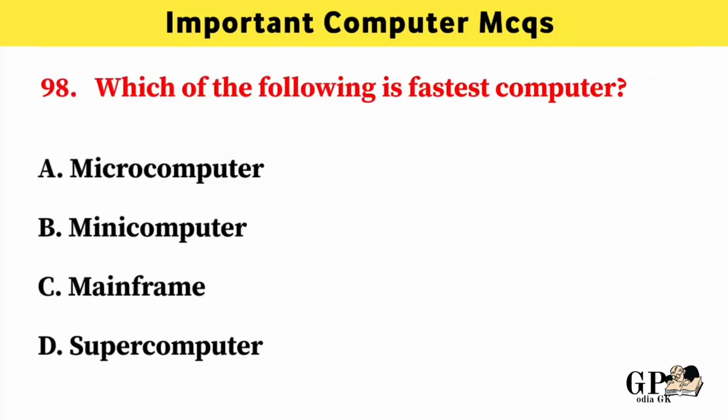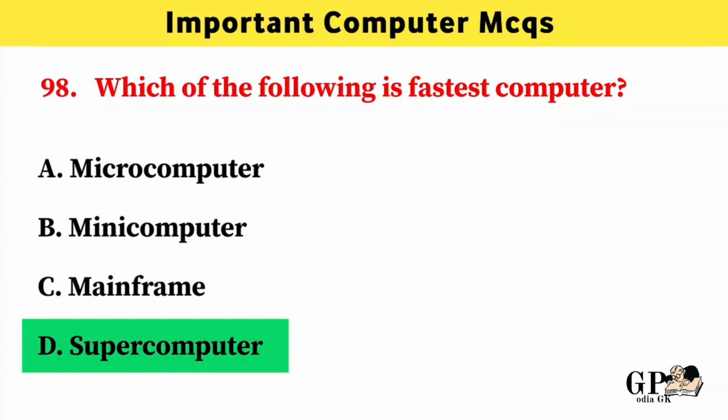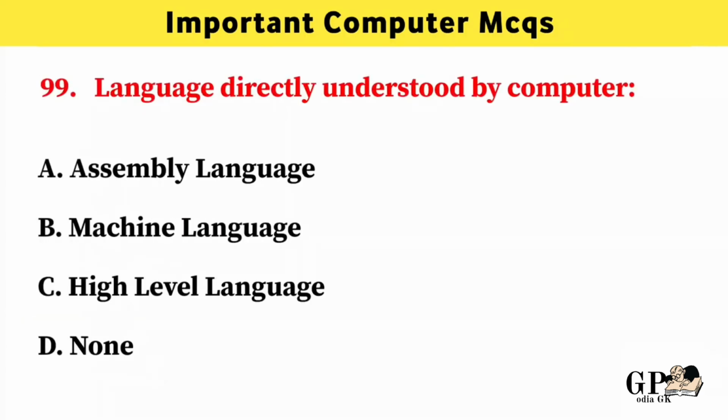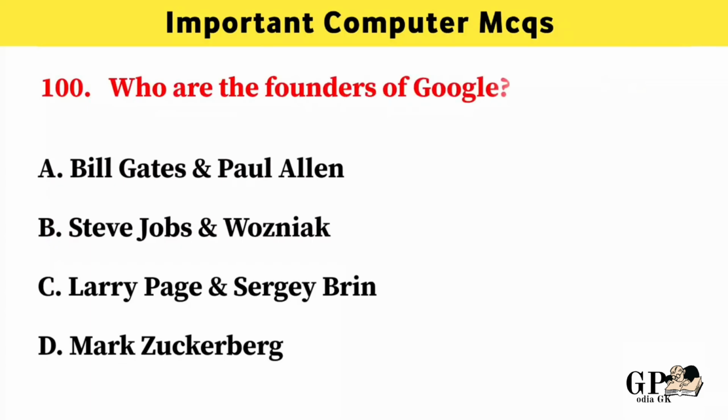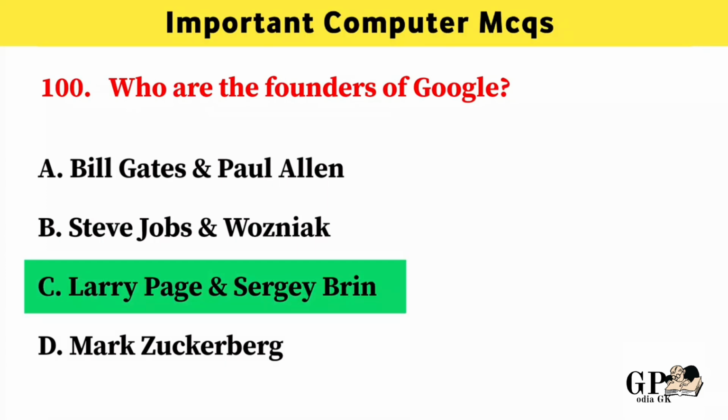Which of the following is fastest computer? The correct answer is supercomputer. Language directly understood by computer. The correct answer is machine language. Who are the founders of Google? The correct answer is Larry Page and Sergey Brin.